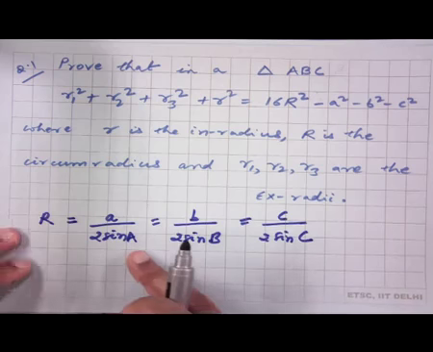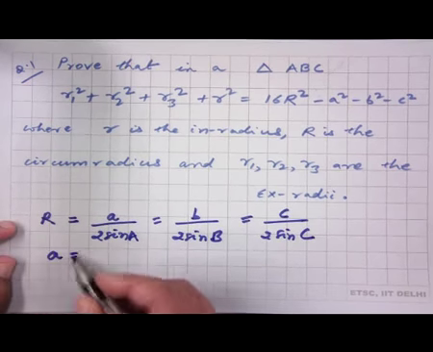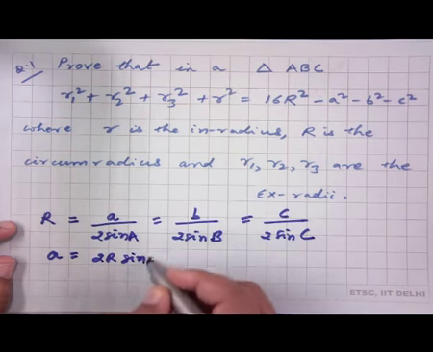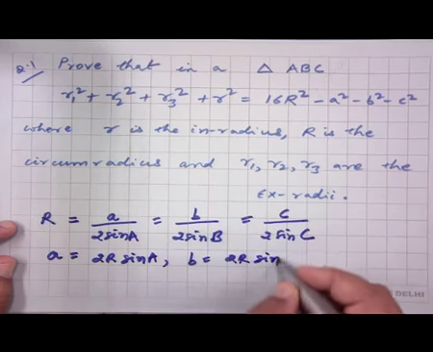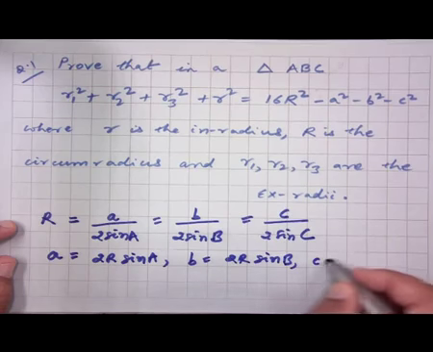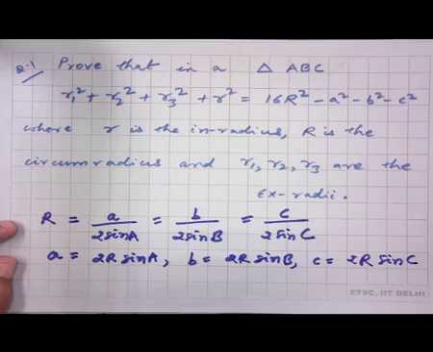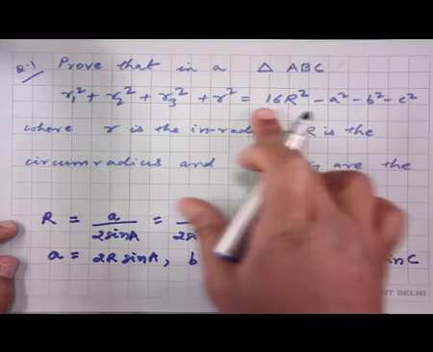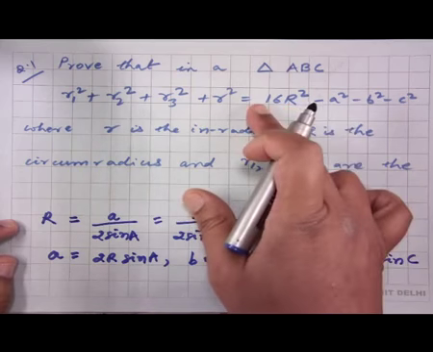So, from here what we get is that a is equal to 2R sine A, b is equal to 2R sine B, and c is equal to 2R sine C. So, if we replace these expressions for a, b and c on the right hand side, then essentially we can take R square out as common.